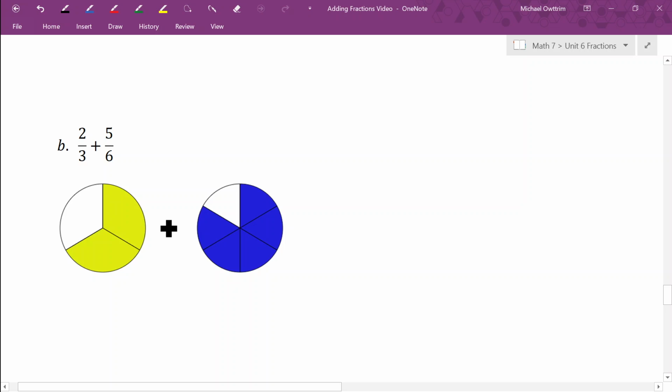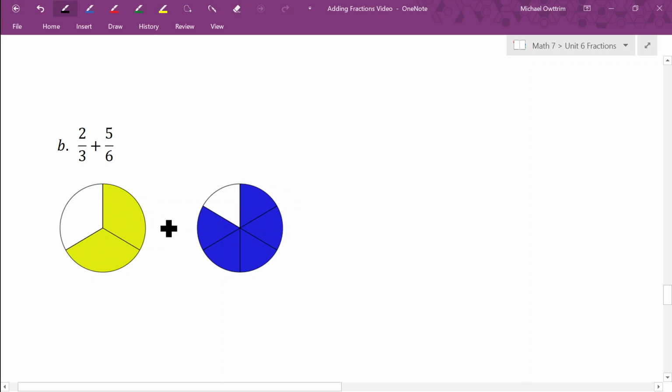In example B, we've got 2/3 plus 5/6. So this drawing here represents 2 sections out of a whole split into 3 sections. This one represents 5 sections out of a whole split into 6 sections. And you can see our problem here. This piece here is not the same shape as this piece here, for example. So we can't just count them up and say, oh, I got 1, 2, 3. I can't do that. They're not the same size and shape.